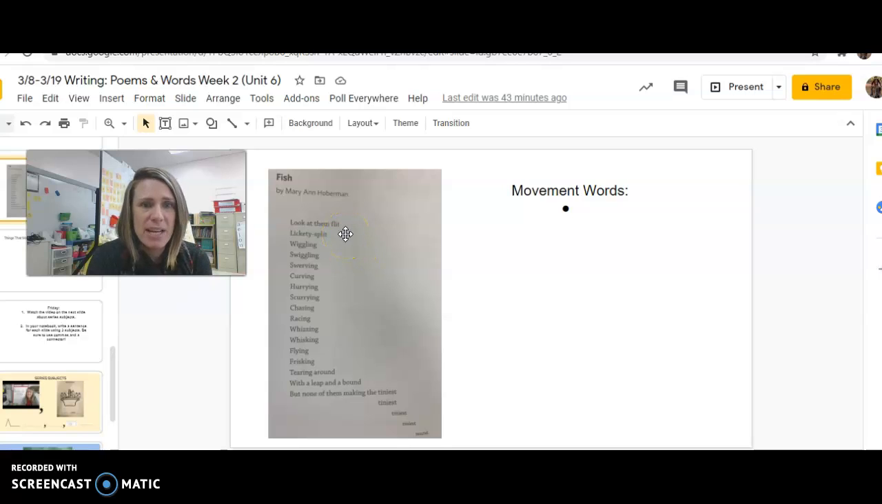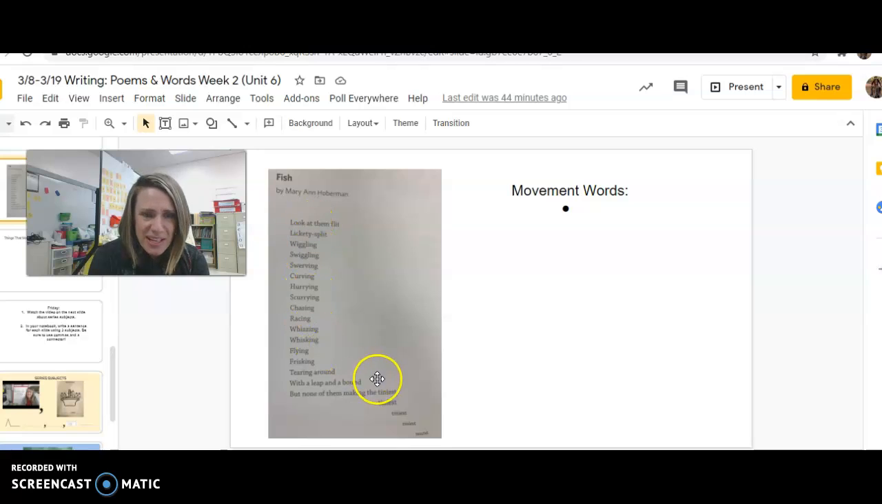Fish by Mary Ann Hoberman. Look at them flit, lickety split, wiggling, swiggling, swerving, curving, hurrying, scurrying, chasing, racing, whizzing, whisking, flying, frisking, tearing around with a leap and a bound, but none of them making the tiniest, tiniest, tiniest sound.